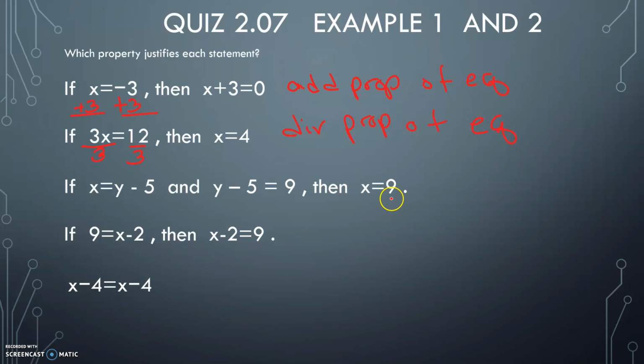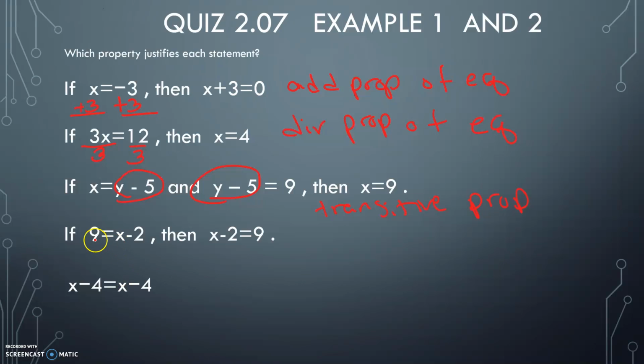Then x equals 9. So x equals y minus 5, and 9 equals y minus 5. They both equal the same thing, so they're equal to each other. This is the transitive property.